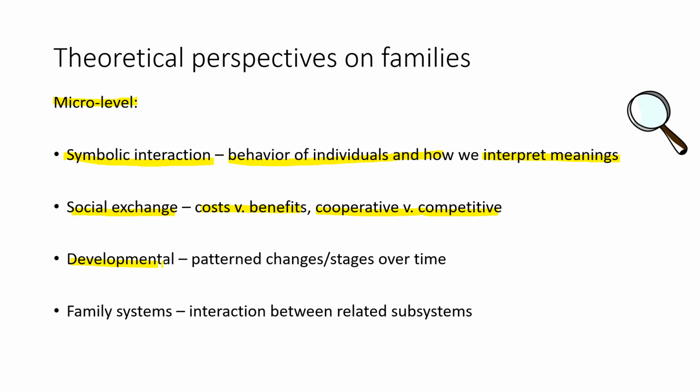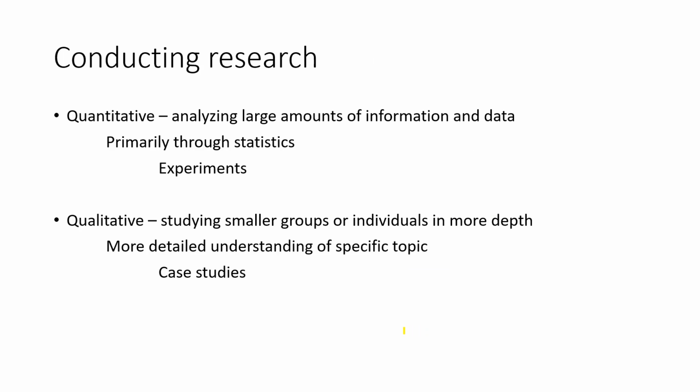We've got a developmental theory, looking at pattern changes in stages over time. What is that family shifting into? What stage or what change is happening at this particular time? The family systems theory is looking at the interaction between related subsystems, whether it's step families or grandparents, cousins, aunts and uncles, extended kin.